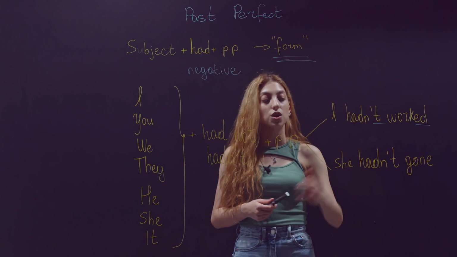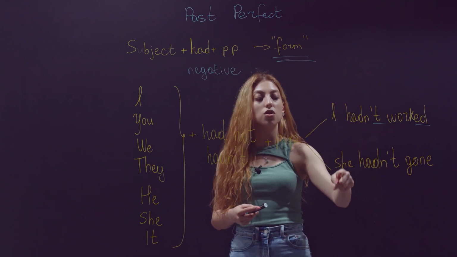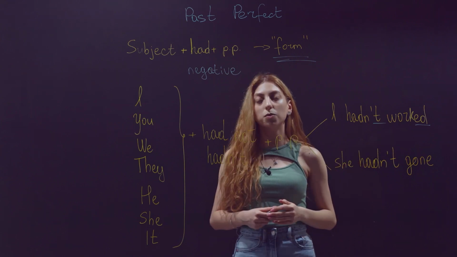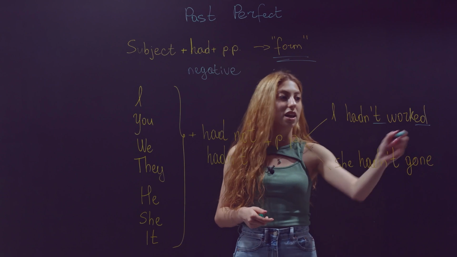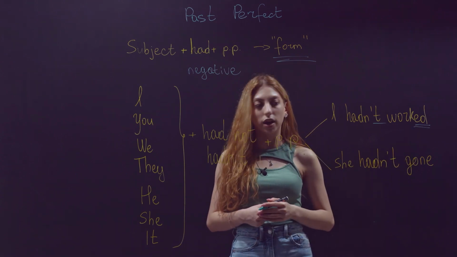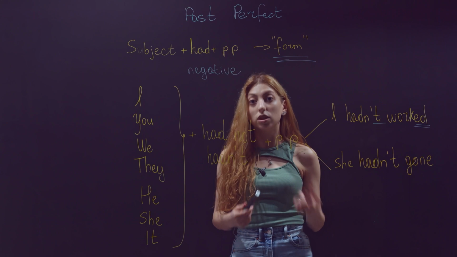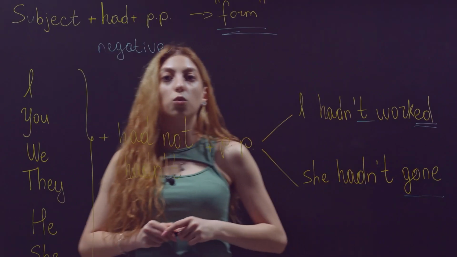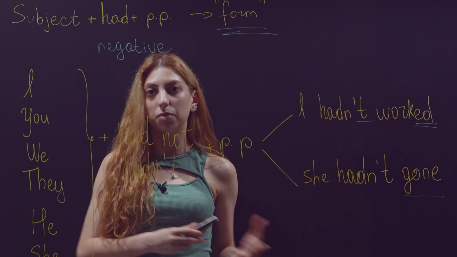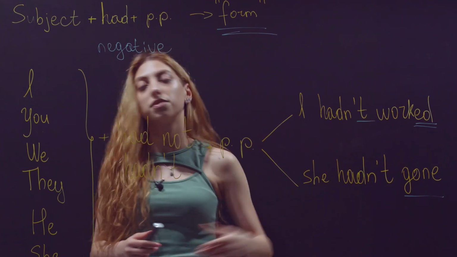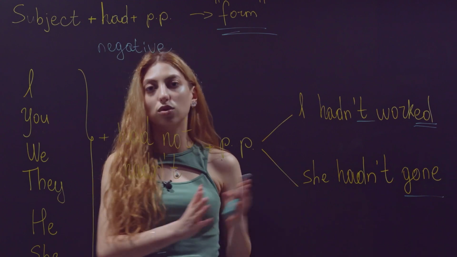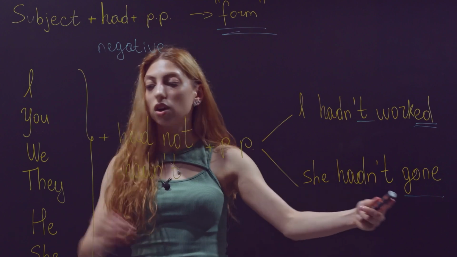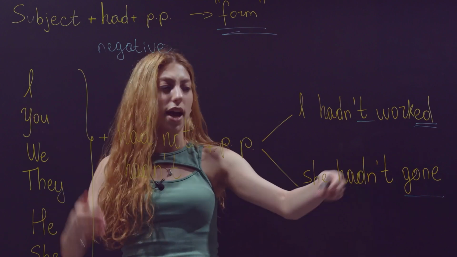Okay? And she hadn't worked, or she had not worked. Work is a regular verb, so in the case of a regular verb, I'm going to add -ed at the end of the verb. Let's have an irregular verb, which is gone. In the case of gone, we need to put the third form of the verb. So go, went, gone. Gone is the third form, and we're going to put gone, not go. Go and gone. So she hadn't gone, or he hadn't gone, or I hadn't gone.